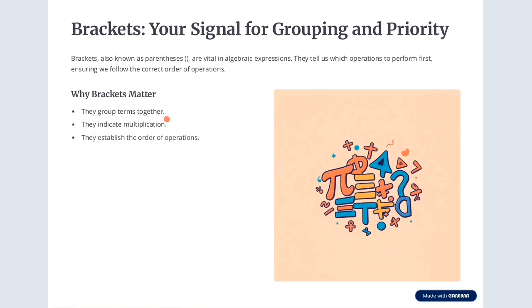They indicate multiplication, and they establish the order of operation. What that means is that there's BODMAS. Do you know BODMAS? Okay, let me put that down. Let's do it this way. I'm going to make you the presenter while you write the meaning of each letter in front.